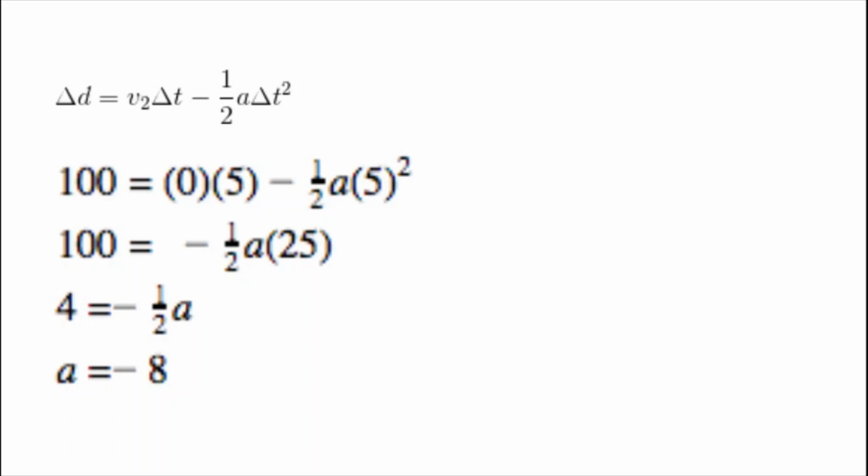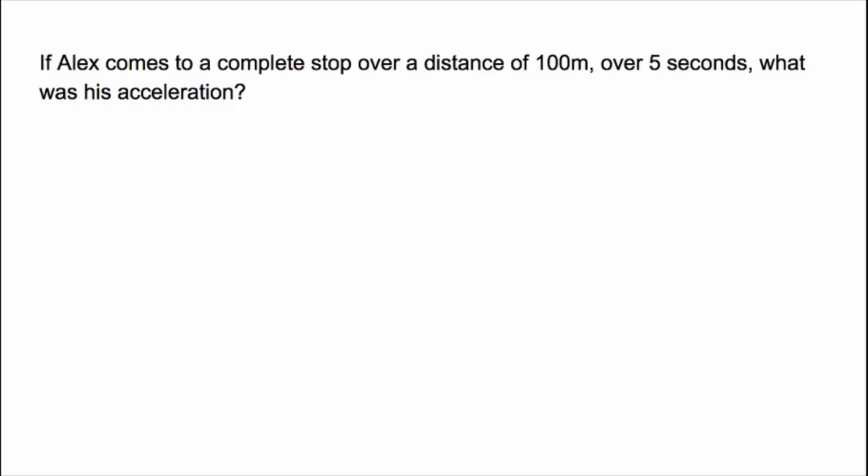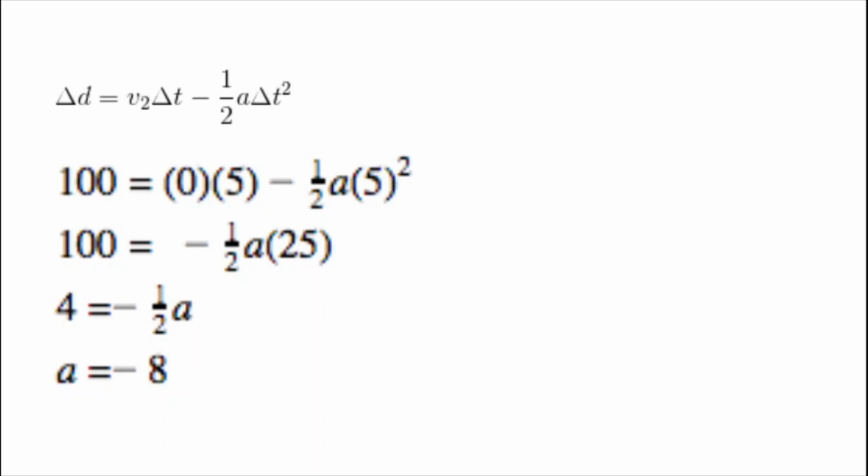So we'll substitute the displacement as 100 meters, the final velocity is 0 meters per second, and the change in time is 5 seconds, as shown. And we'll isolate for acceleration, and it turns out that acceleration is -8 meters per second squared.